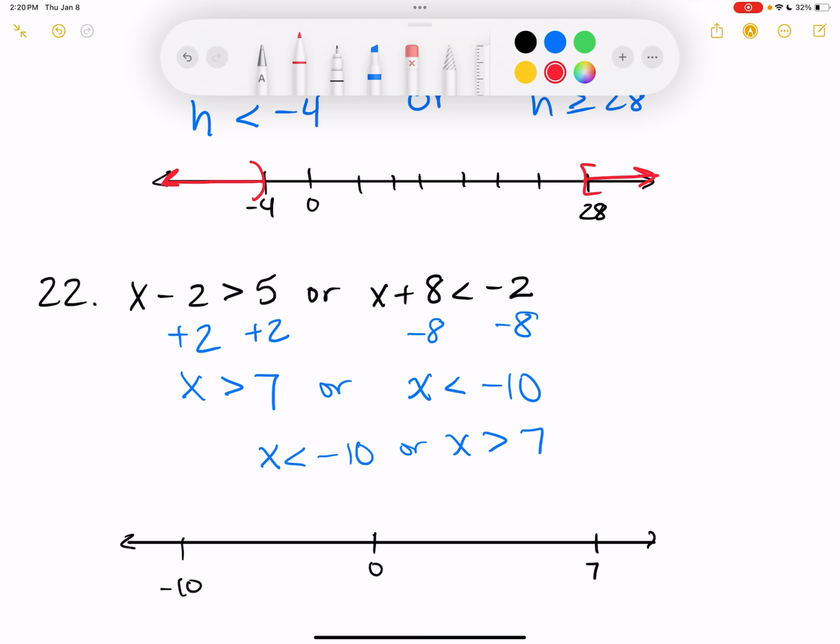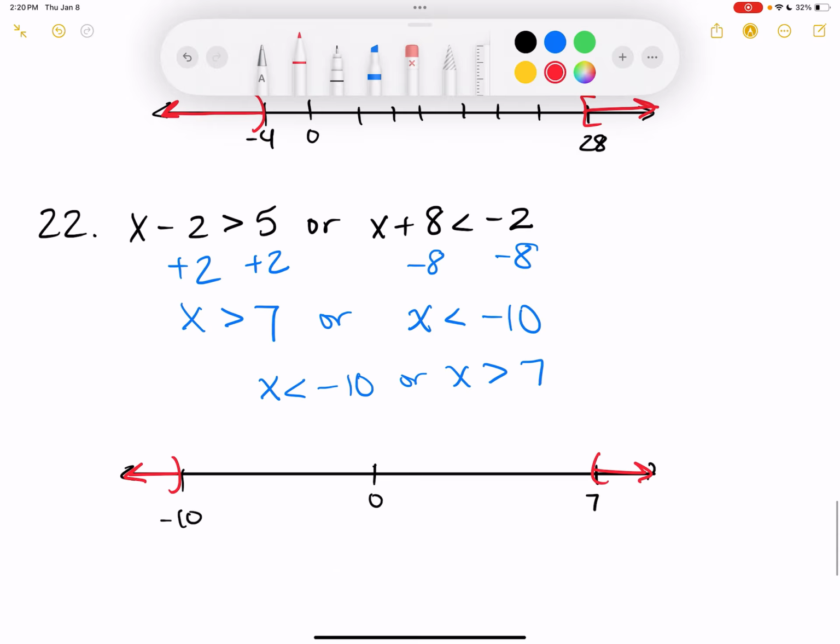You said parentheses, right? Because it's not or equal to. Yeah, so it's gonna be parentheses. It's facing the opposite direction. Yep. All right, any questions?